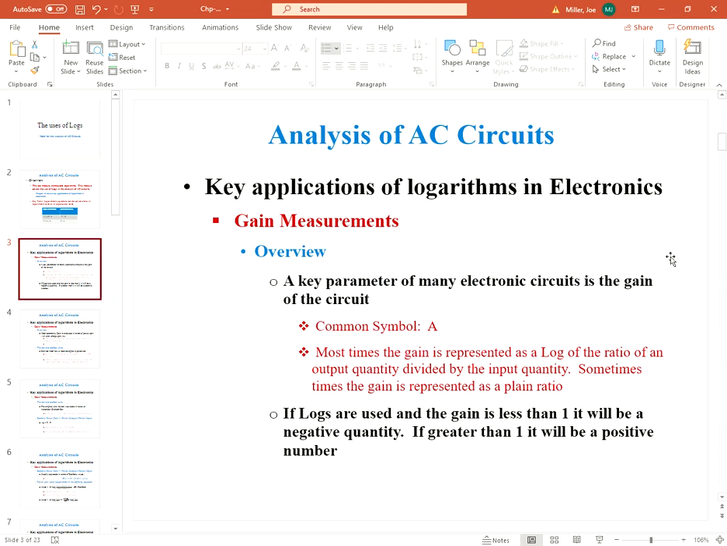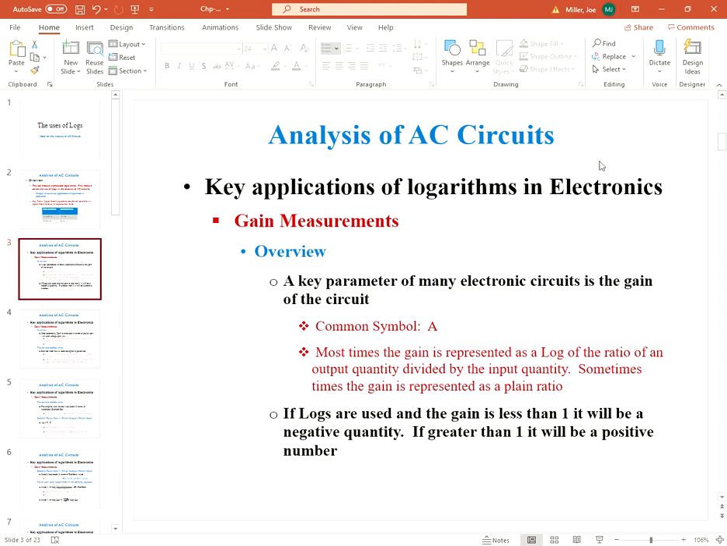One of the key applications of logarithms in electronics is in the measurement of gains from a circuit. Now, gains could be positive or negative. Positive gain means the output is larger than the input. Negative gain means the output is smaller than the input, at least when logarithms are used.